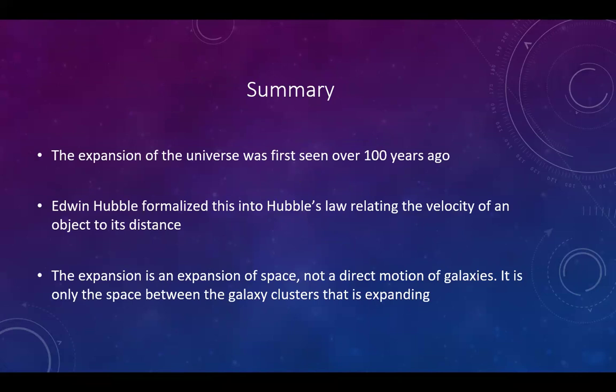So the expansion of the universe was first seen over 100 years ago. Edwin Hubble formalized this into Hubble's law, relating the velocity of an object to its distance. And the expansion is an expansion of space, not a direct motion of galaxies. It's only the space between galaxy clusters that is expanding. To our best understanding at this point, the expansion is not perfectly uniform. And in fact, it seems to be accelerating, though there is currently a whole bunch of debate going on about that right now.